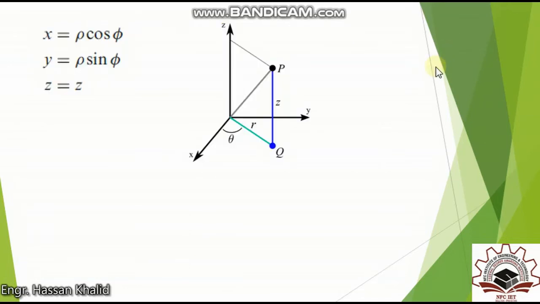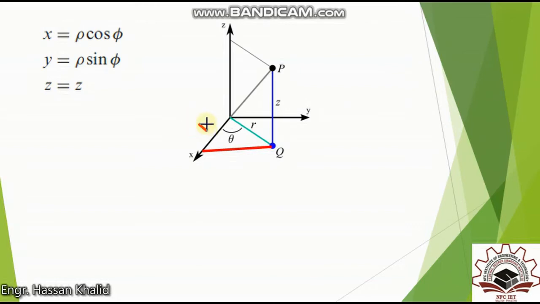Now let us relate the rectangular coordinate system with that of the cylindrical coordinate system. Keep in mind that R in this figure is actually representing rho. However, some books use a different symbolic representation, so don't get confused by it. Now let's draw the perpendicular extending from the x-axis toward this point Q.